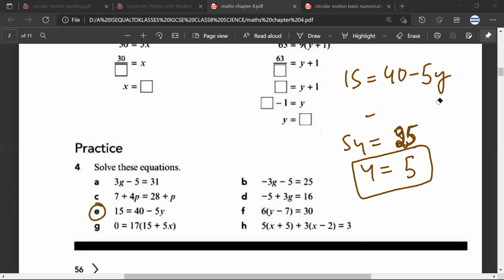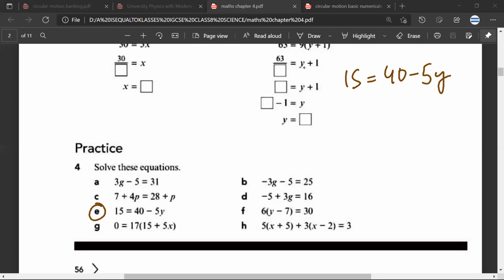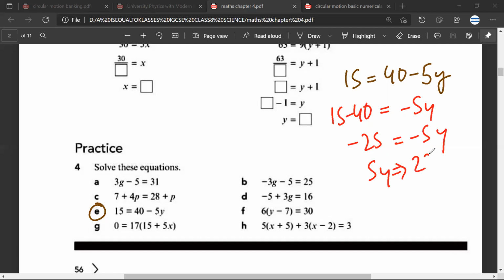So this is one way. The other way is what Mr. Aryavan had done. And let us try to understand that also. So let my minus 5y remain here. Let me change the direction of this 40. So this would be 15 minus 40. This would be minus 25 is equal to minus 5y. Satya, what should I do next? So then we have to change the position so it becomes positive. Sure. 5y is equal to 25. So y is equal to 5. Mr. Aryavan, do you agree?